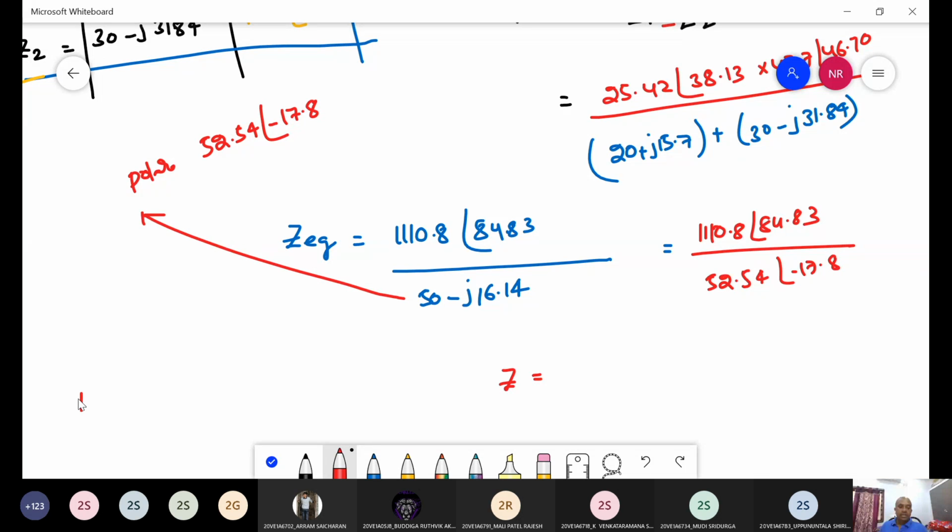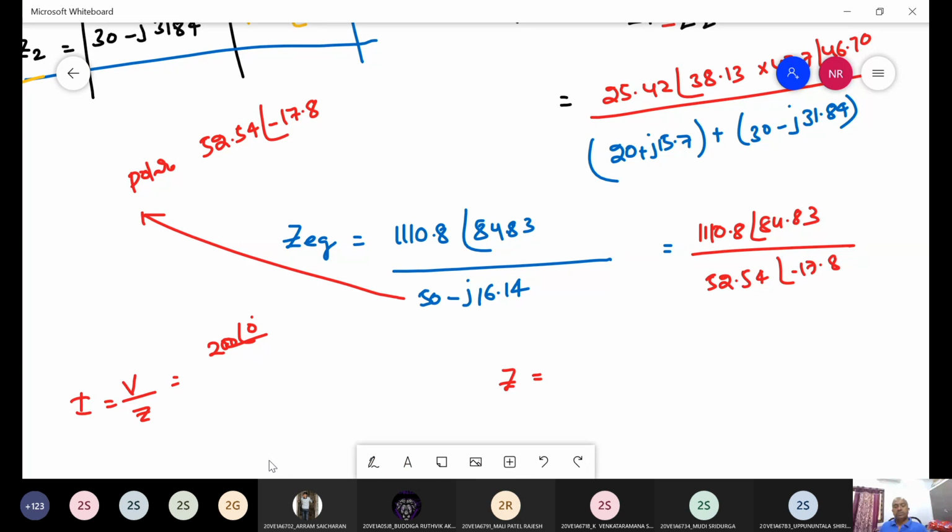Then after that I is equal to V by Z. We know that V is 200 angle 0, and Z also. So according to that it is just calculation. In every quantity we know the angle, right? Then we can draw the vector diagram according to that. Am I clear? Yes, sir.